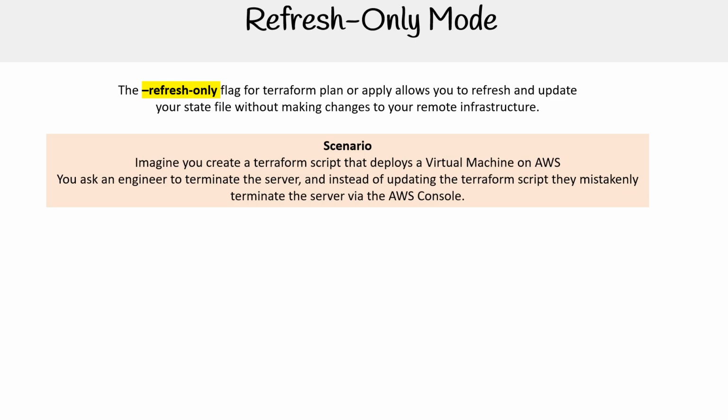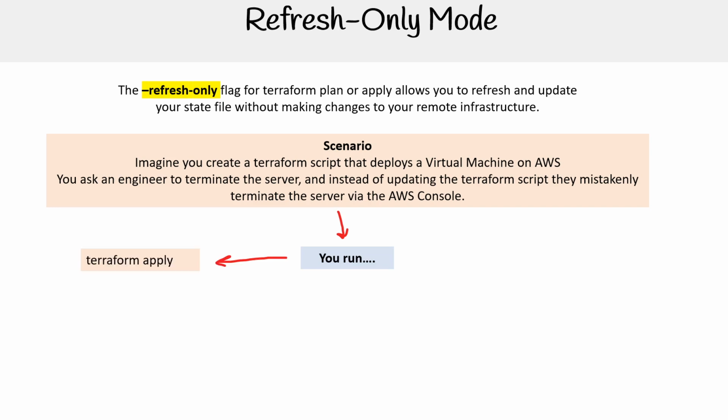Imagine you create a Terraform script that deploys a virtual machine to AWS. You ask an engineer to terminate the server, and instead of updating the Terraform script, they mistakenly terminate the server via the AWS console because they don't know any better. So what happens if you were to run a terraform apply versus with a refresh-only flag? So that's what we'll do with and without the flag.